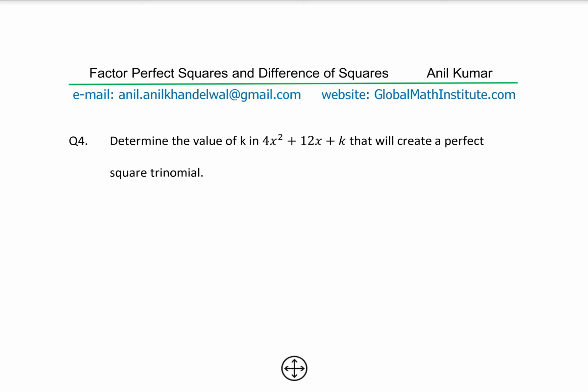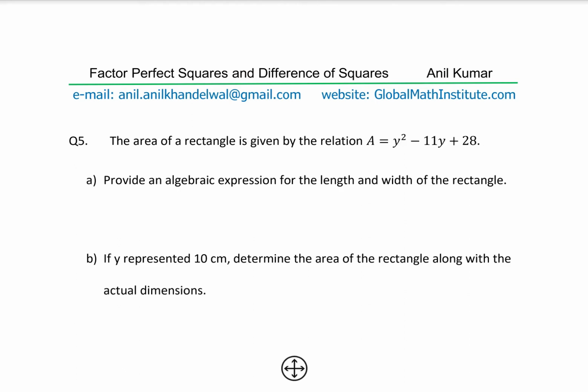And then we have question number 4, which is determine the value of k in 4x squared plus 12x plus k, where that will create a perfect square trinomial. Question number 5 is the area of a rectangle is given by the relation A equals y squared minus 11y plus 28. Provide an algebraic expression for the length and width of the rectangle. B part is if y represented 10 centimeters, determine the area of the rectangle along with the actual dimensions.